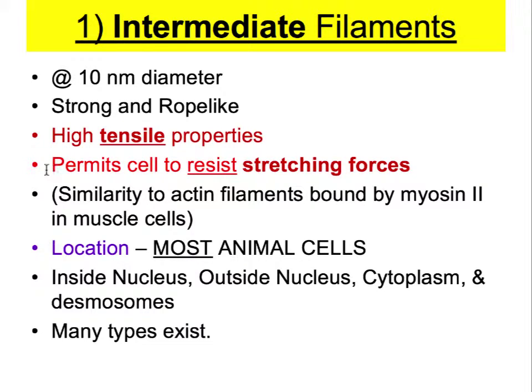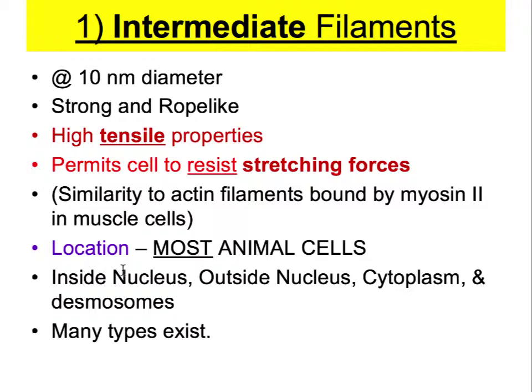Because of this property, they help cells to resist stretching forces. So if cells are pulled left, right, top, down, these forces help minimize any pull on the cell as far as they can. Most animal cells are empowered with the presence of intermediate filaments for these obvious reasons, that those cells are subject to pulling forces when the animal is moving.